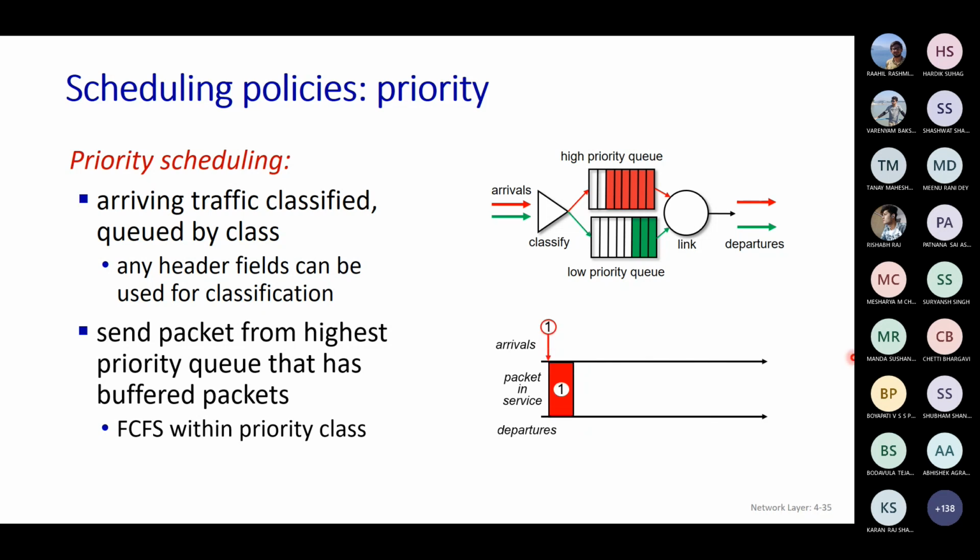So this is an example. These are high priority packets and this number 2 is a low priority packet. You can see that as these packets arrive, this is the transfer schedule, the way they get transferred to the medium.